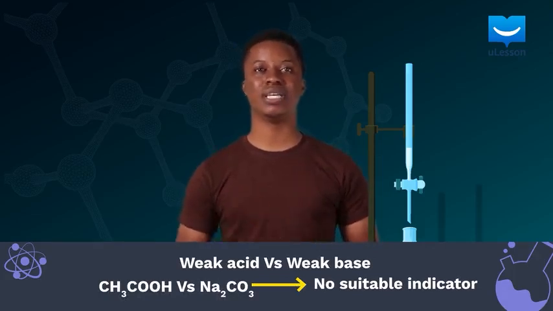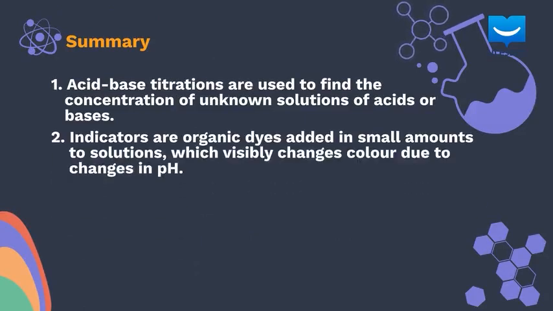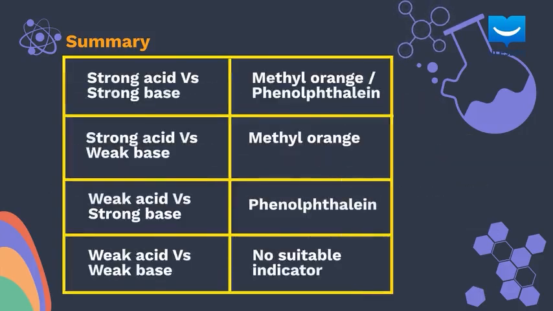Here are the key takeaways. Acid-base titrations are used to find the concentration of unknown solutions of acids or bases. Indicators are organic dyes added in small amounts to solutions which visibly change color due to changes in pH. Methyl orange indicates an orange coloration at endpoints, while phenolphthalein is colorless at endpoints. The table here tells us the indicators suitable for different acid-base titrations.